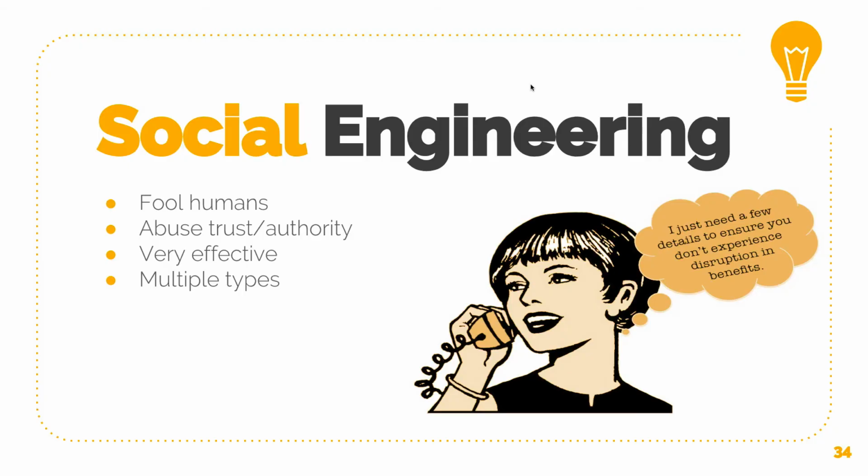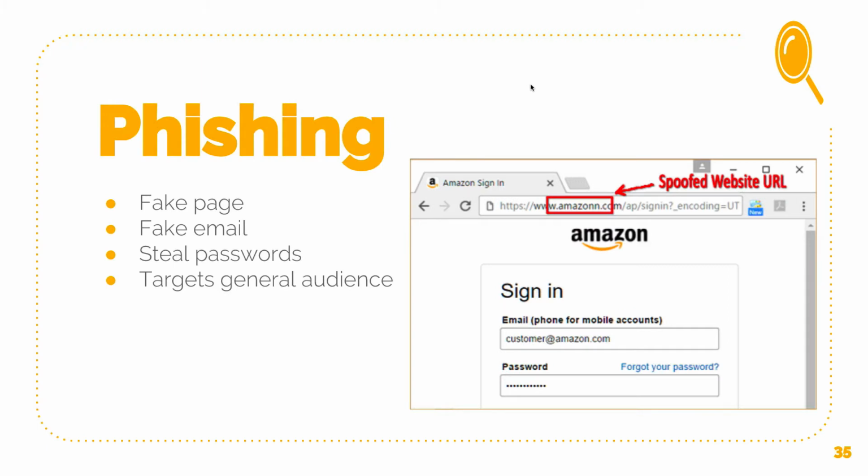The other type of attack that we already talked about is social engineering. It's mostly focused on fooling humans. It abuses trust and authority relationships. It's very effective, and it has multiple types on its own. For example, phishing. This is the most important type of social engineering that you need to know about.